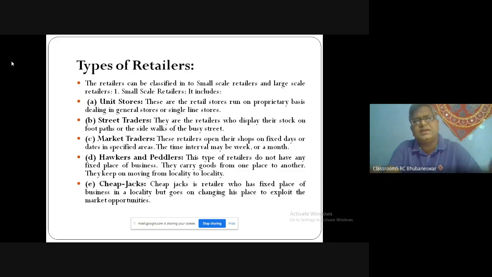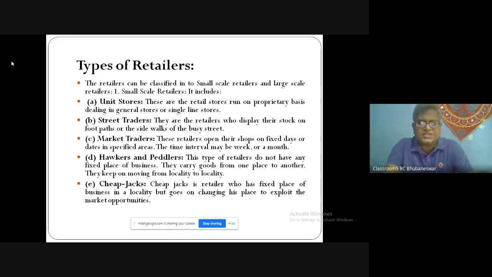And there are different types of retailers. Sometimes you may call them small scale retailers, called unit stores. Unit store means single line stores, like a general store, where a different variety of products are sold. And street traders can display their stock on the footpath also; these are also called retailers.